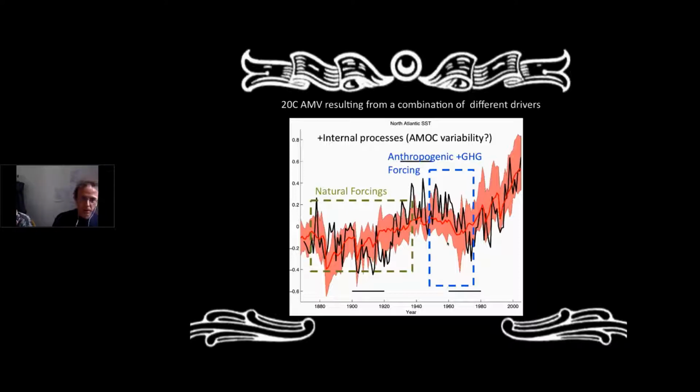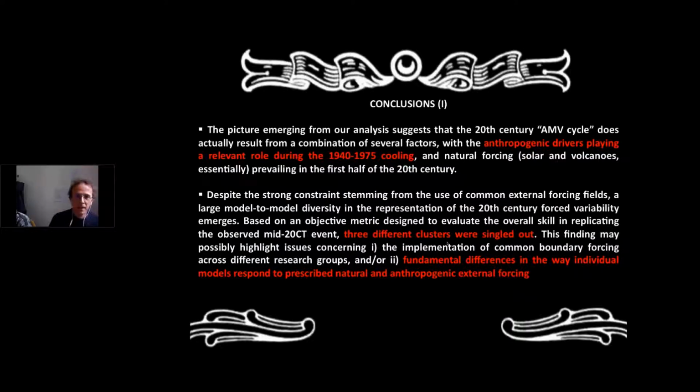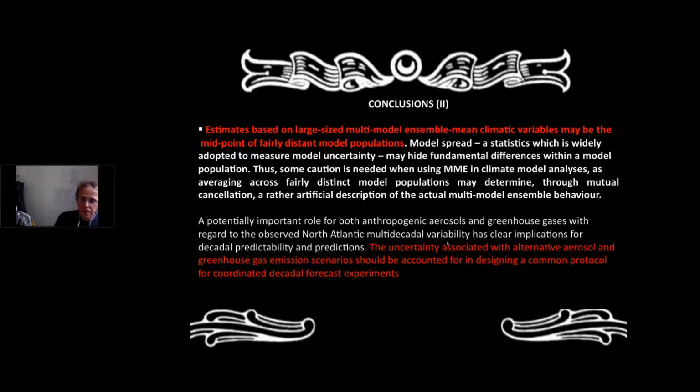So, conclusions. I will be very quick here. Essentially, the picture which emerged is that anthropogenic drivers appear to play a relevant role during the mid-20th century cooling. There are clusters, and the behavior of the models points to some fundamental differences in the way individual models respond to prescribed natural and anthropogenic forcings. The estimates based on the large multimodel ensemble mean of climatic variables may be the midpoint of fairly distant model populations, and we need to take this element into account.